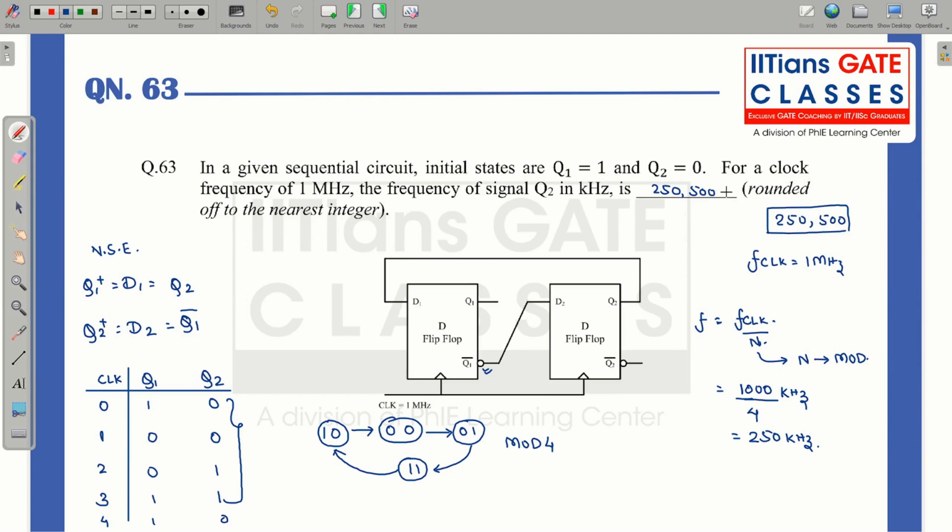But if you ask me which one to consider, if in your examination there is once again such a question, you have to consider this one only. Okay, you have to consider this case only.